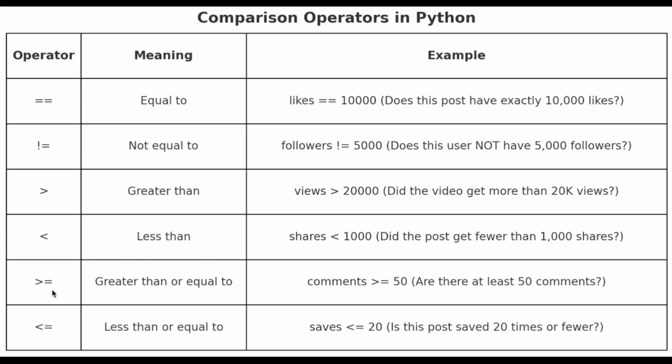And greater than or equal to. So this one is interesting. It can either be greater than or equal to whatever it is that you're comparing. So this one is comments greater than or equal to 50. So are there at least 50 comments? That'll evaluate to true or false. And the same for less than or equal to. Saves less than or equal to 20. So was this post saved 20 times or fewer? And that will evaluate to true or false.